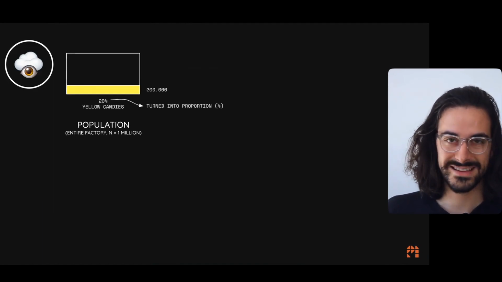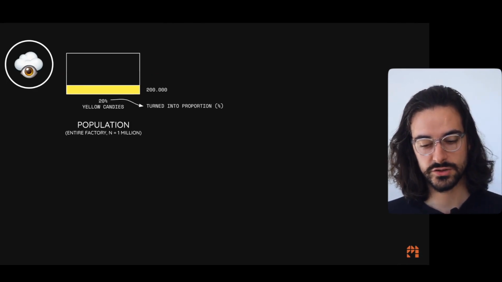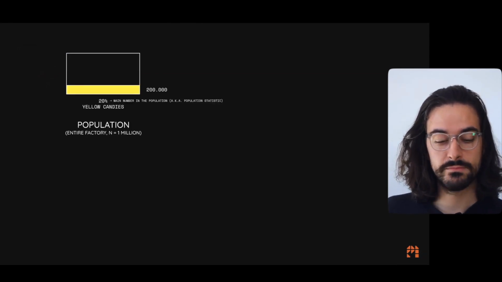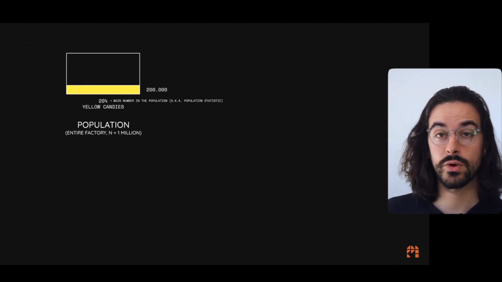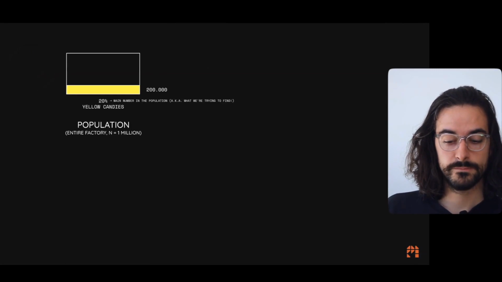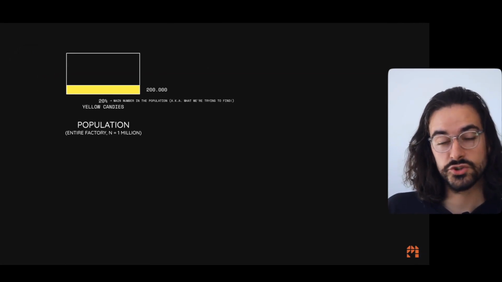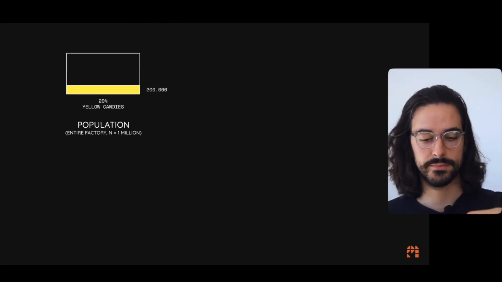So we know that that's 20% of the yellow candies, right? That's what we're doing, convert that into a proportion. Cool. These are the other proportions of other colors we have in our factory, but we're only focusing on the yellow candies. Now, 20% is the main number in the population. So some people will call that the population statistic. Some people will call that the parameter. In the book, they call it the parameter. But the thing is, the parameter is the thing that we're trying to find. It's the information that we're trying to find by extracting a sample from that population, right?